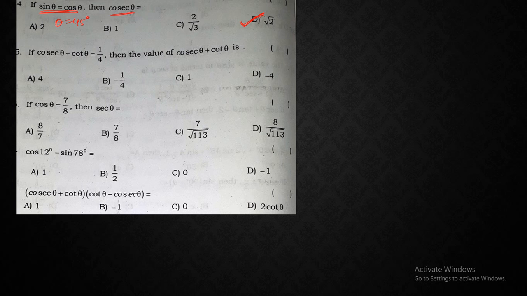Next, cosecant theta minus cot theta is equal to 1 by 4. So already we have seen this. Cosecant theta minus cot theta is equal to 1 by 4. Then clearly cosecant theta plus cot theta is equal to its reciprocal. So what is the reciprocal of 1 by 4? It is 4. Next, cos theta is equal to 7 by 8. Cos and secant are reciprocal to each other, no? So if cos theta is equal to 7 by 8, then secant theta is equal to 8 by 7.